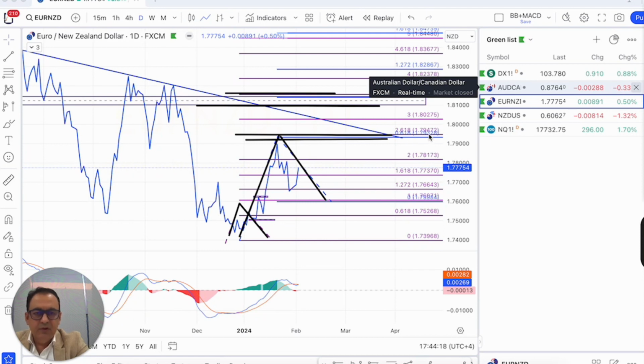So the first potential target is 1.7930 to 1.7950. Currently we are sitting at 1.775. So there is a high potential of making another 150 pips in this currency pair in the upcoming week.